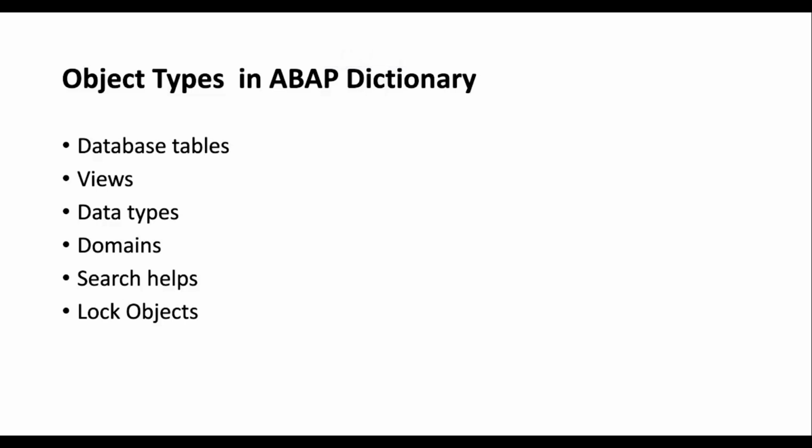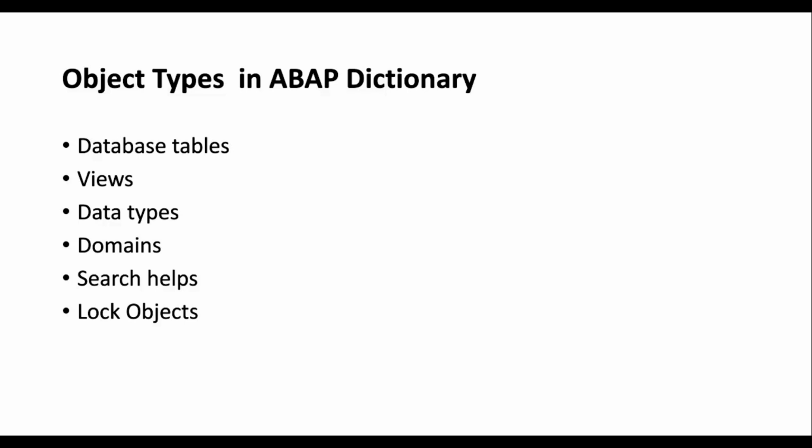Object types in ABAP dictionary. The most important object types in the ABAP dictionary are database tables or tables, views, data types, domains, search helps, and lock objects. We will be covering in detail all of these types.